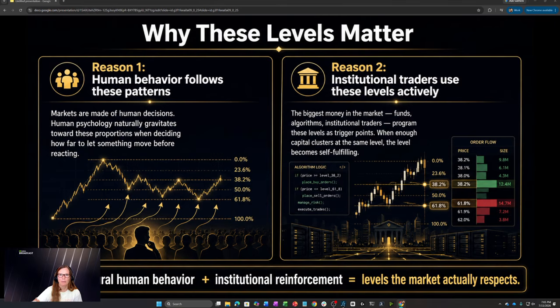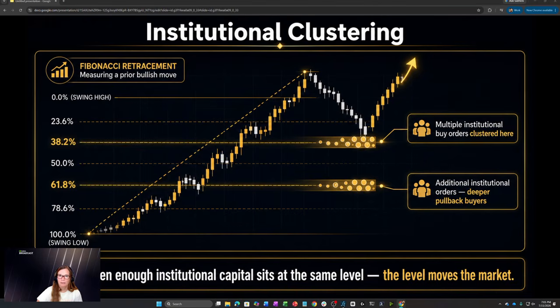23.6%, 38.2%, 50%, 61.8% are where the market's natural equilibrium tends to pause. The second reason is institutional reinforcement.